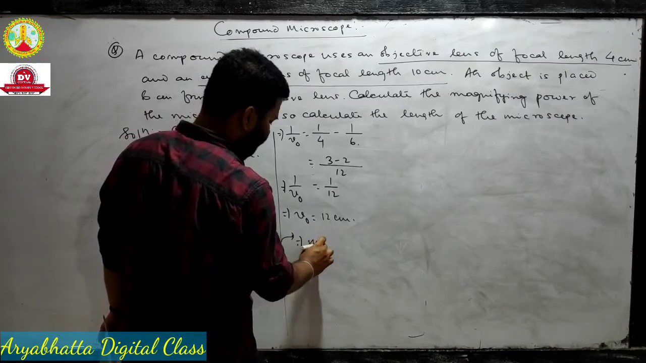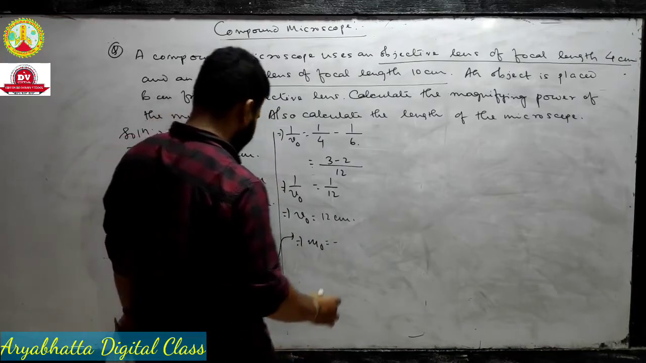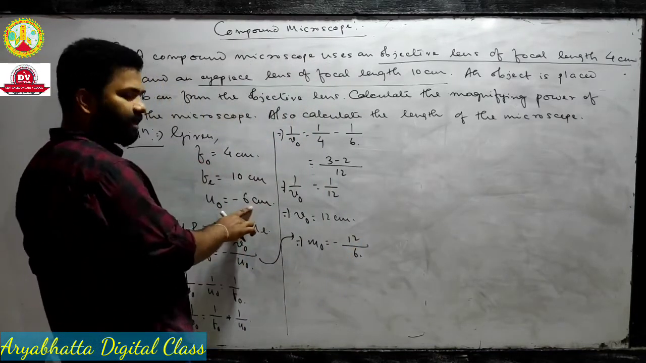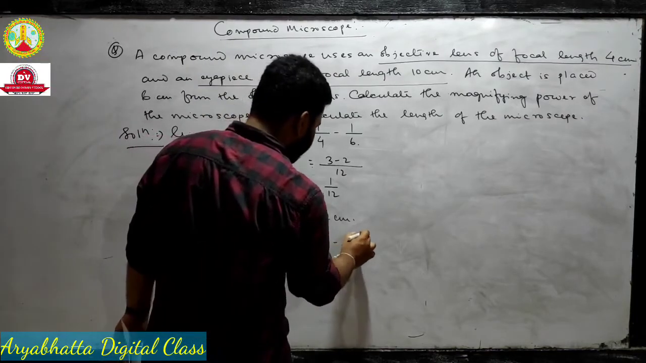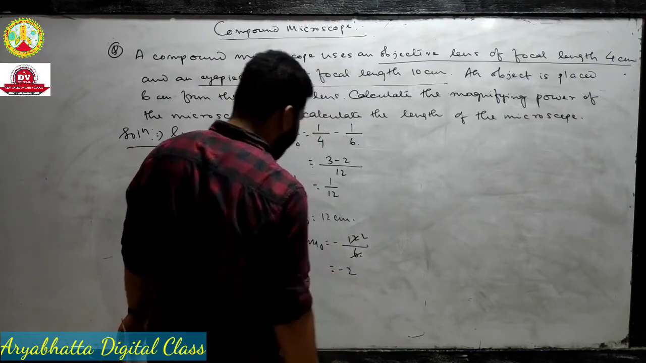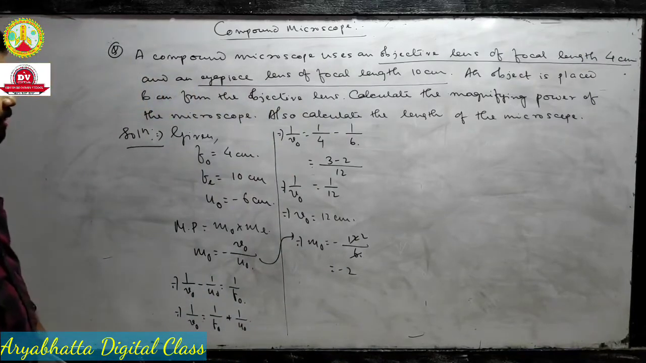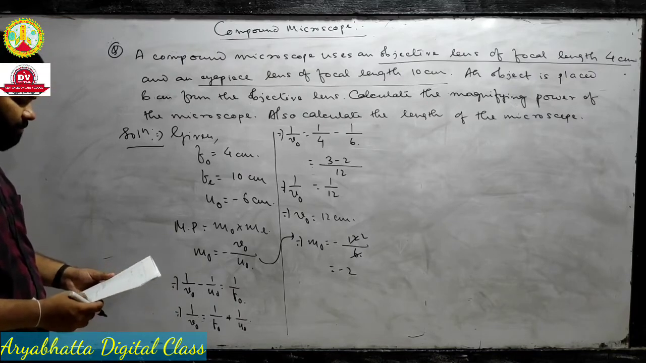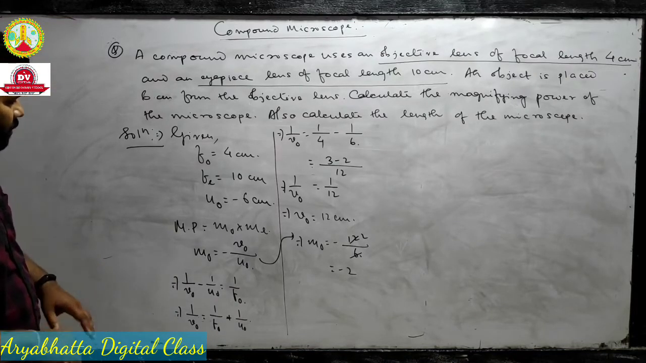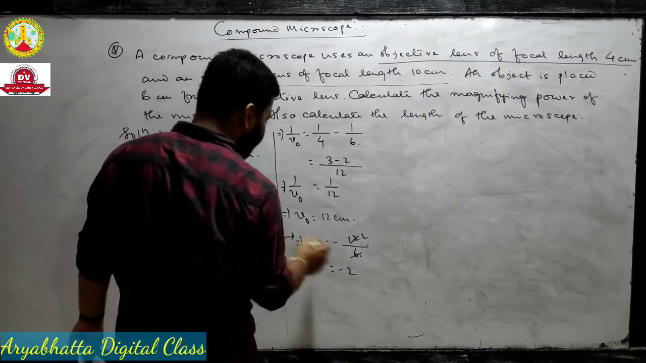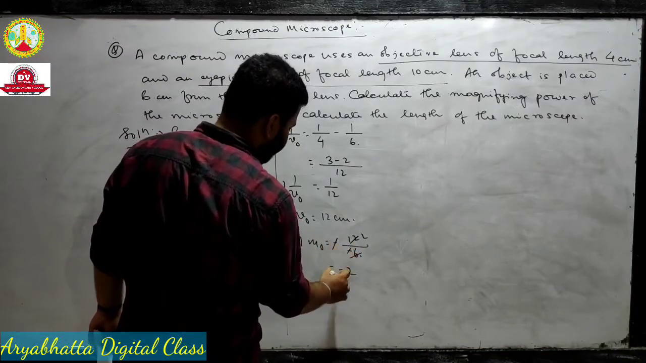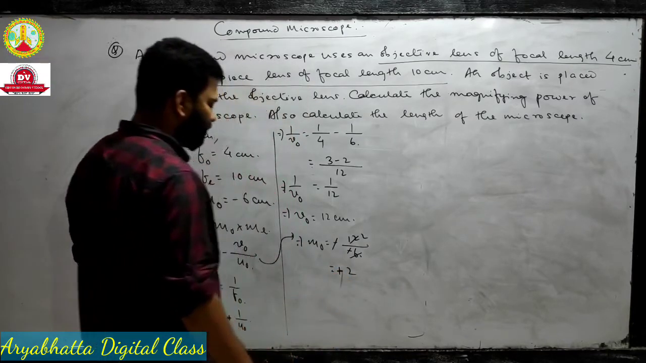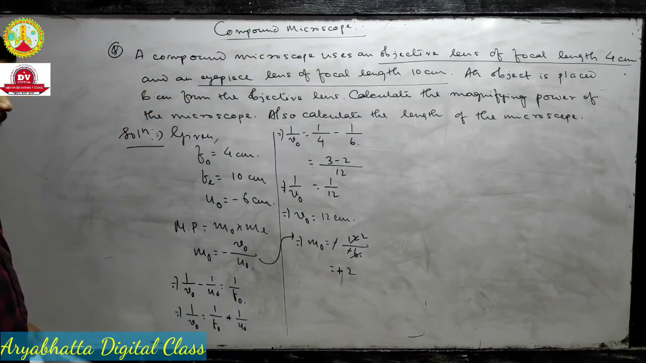from this formula we can write minus 12 divided by 6. UO is 6, so 6 2s are 12, so it will be minus of 2. So the magnification produced by the objective is equal to minus 2. You do one thing, it will be minus 6, so minus minus will be cancelled out, so magnification is equal to plus 2.